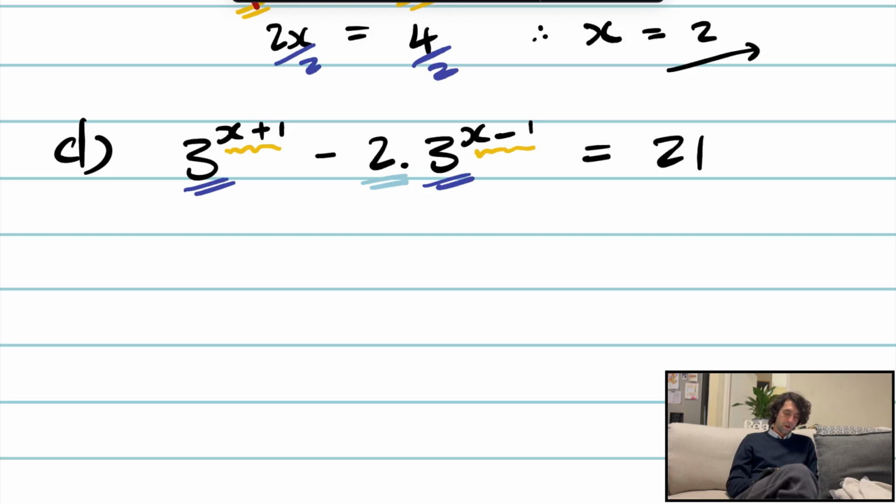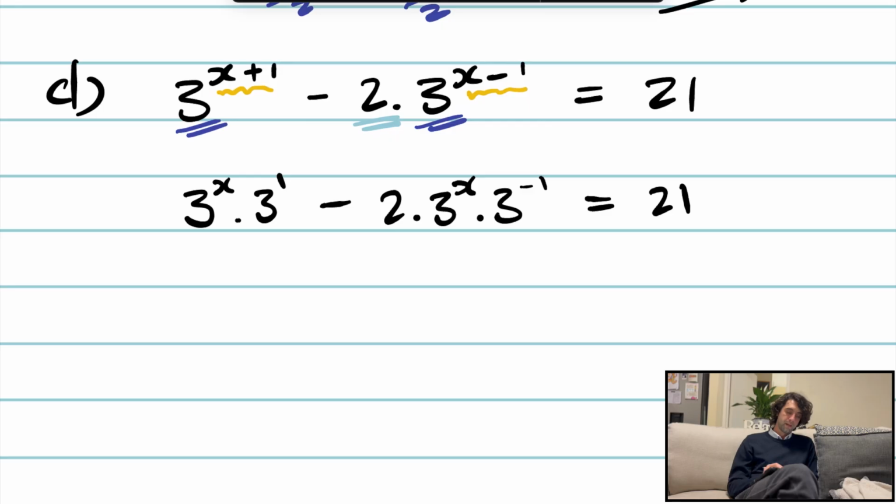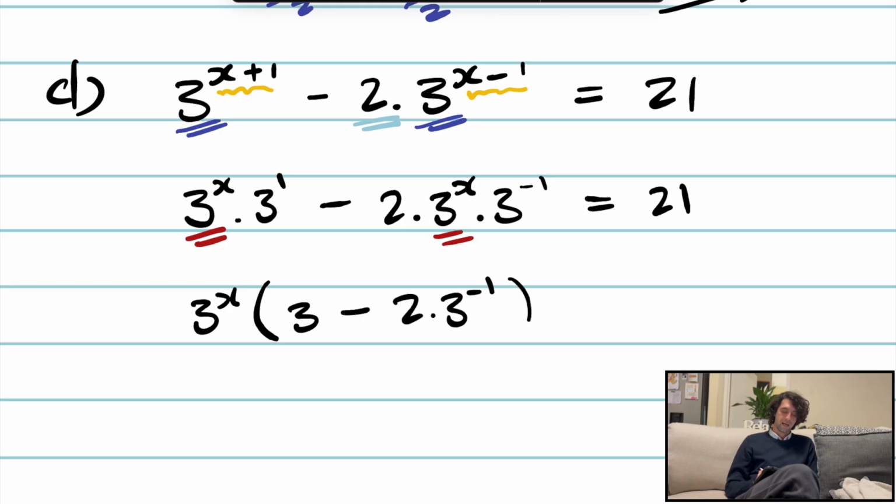So 3 to the power of x multiplied by 3 to the power of 1 minus 2 times 3 to the power of x multiplied by 3 to the power of negative 1 is equal to 21. I'm then going to take out my common factor. So I'm taking 3 to the power of x out. That leaves me with 3 minus 2 times 3 to the power of negative 1, which is equal to 21.